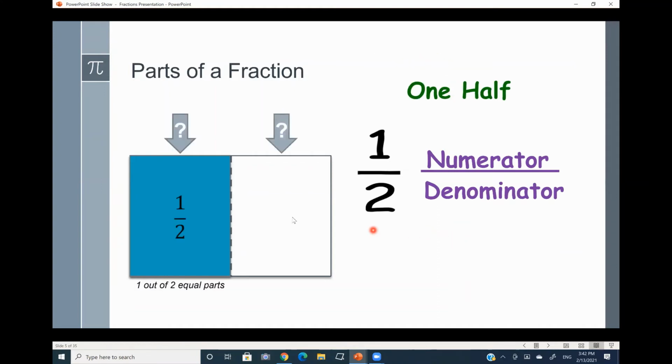Now, remember, 1/2 could be read too as one piece out of two equal parts. So in this case, we can tell that 1/2 of the whole is shaded, and another half is not shaded, or 1 out of 2 equal parts are not shaded. The numerator is going to represent the part, and the denominator is going to represent the whole.